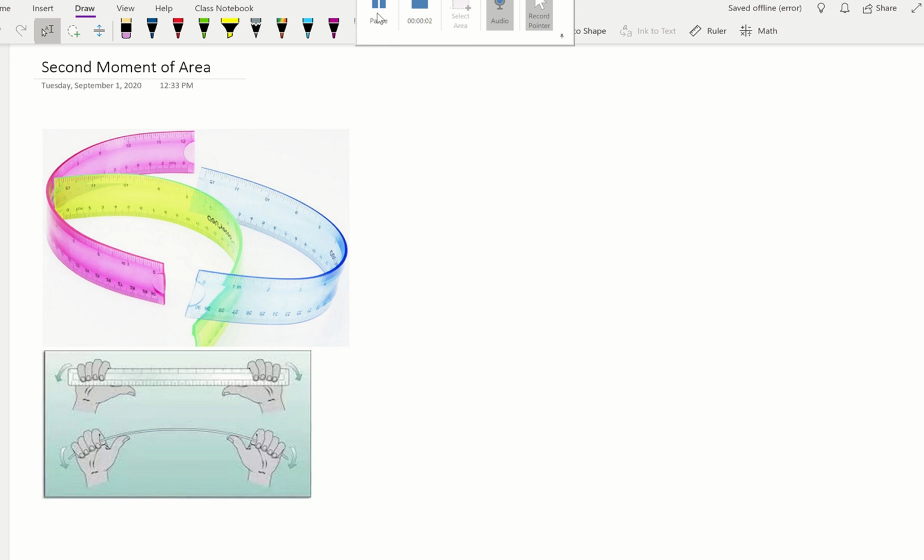Hi, in this video we're going to talk about the property of an area known as the second moment of area, which has the symbol I. The second moment of area is an important property that tells us how hard it is to bend something. That's it: how hard it is to bend something.